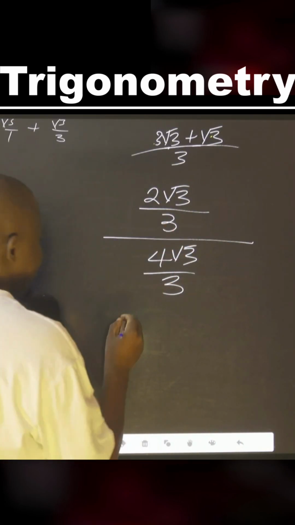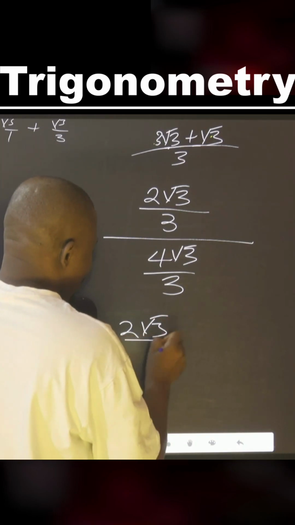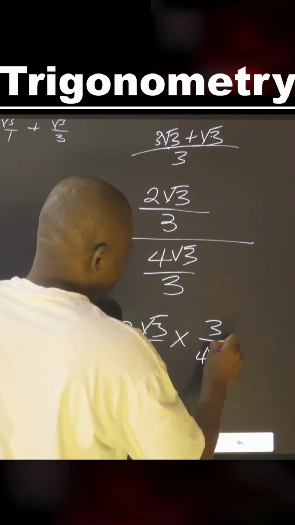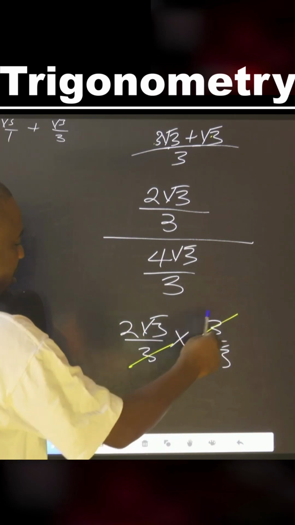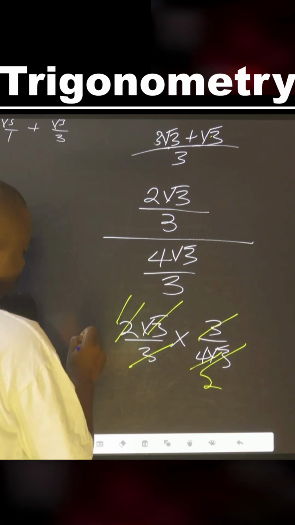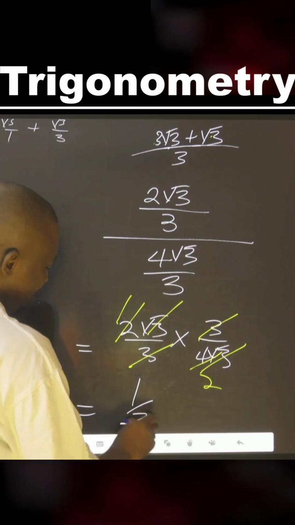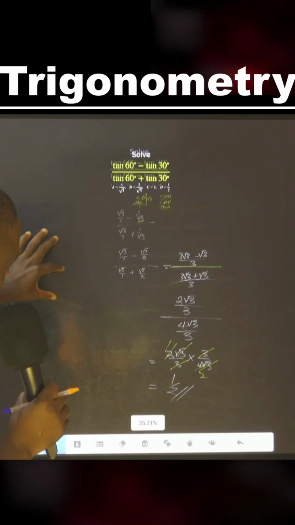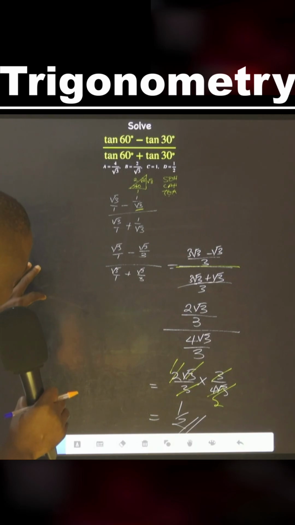Then we flip this. That is 2 square root of 3 over 3 multiplied by 3 over 4 square root of 3. This will cancel this. This will cancel this. 2 here 1, 2 here 2. So it means our answer is 1 over 2. Okay? Our answer for this question is 1 over 2. Hope you can see this clearly.